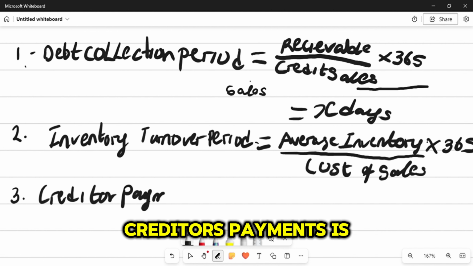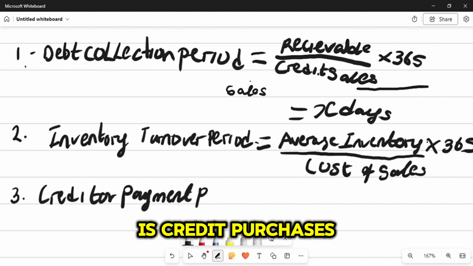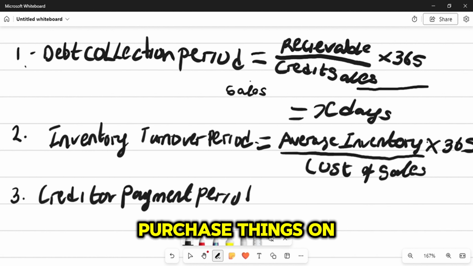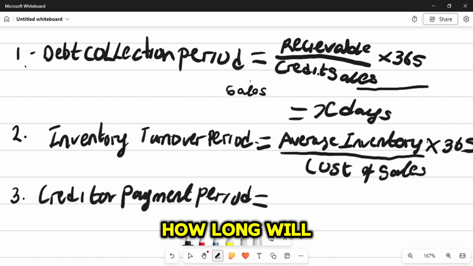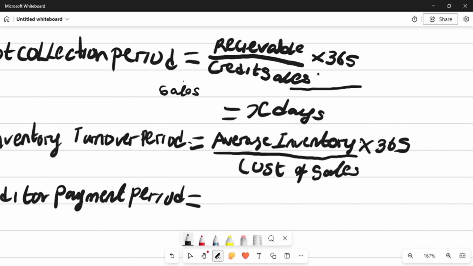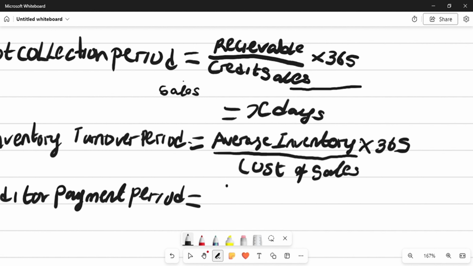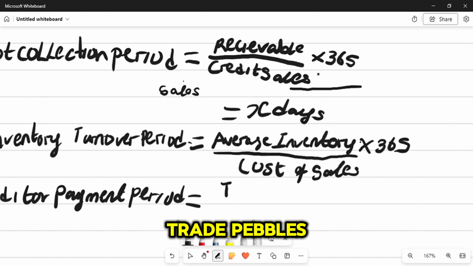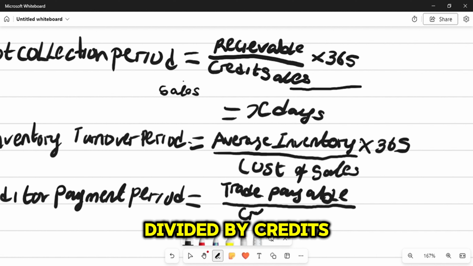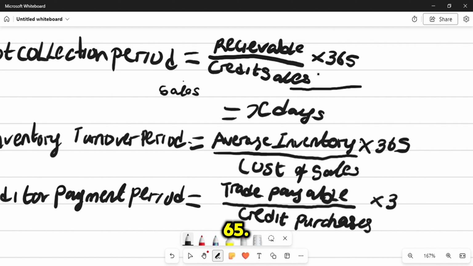that creditors payment is brought about by credit purchases. So when you purchase things on credit, how long will it take you to pay off the amount of money that you are owing the creditors? So this is going to be trade payables divided by credit purchases multiplied by 365.